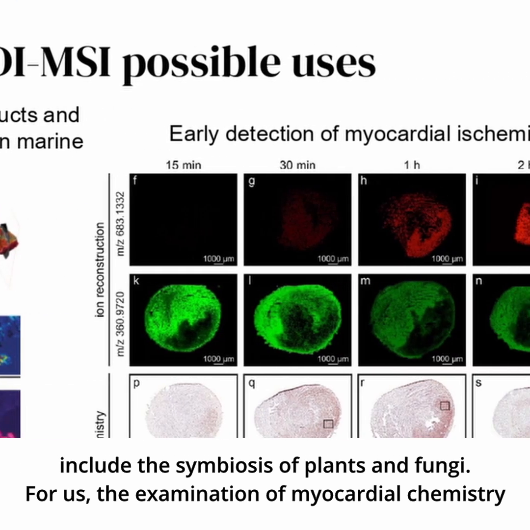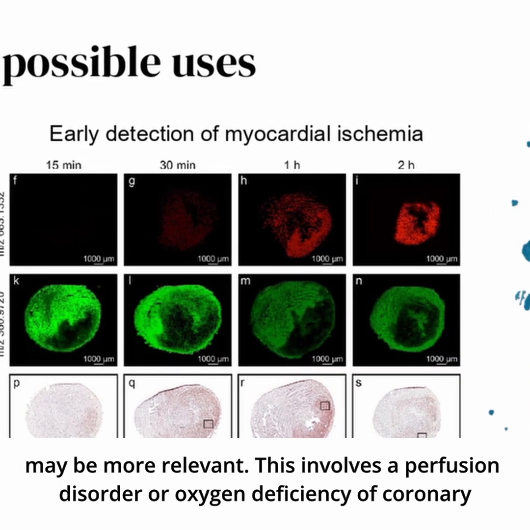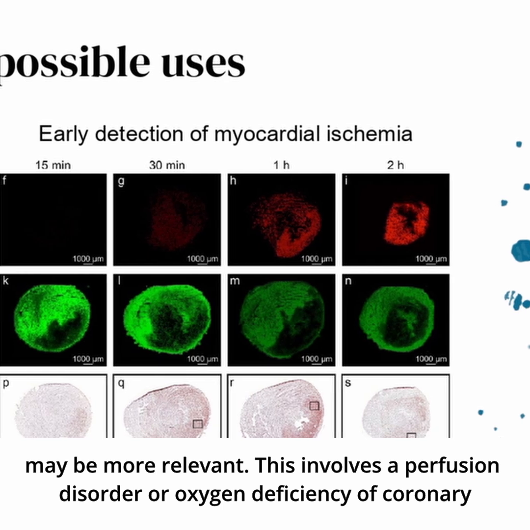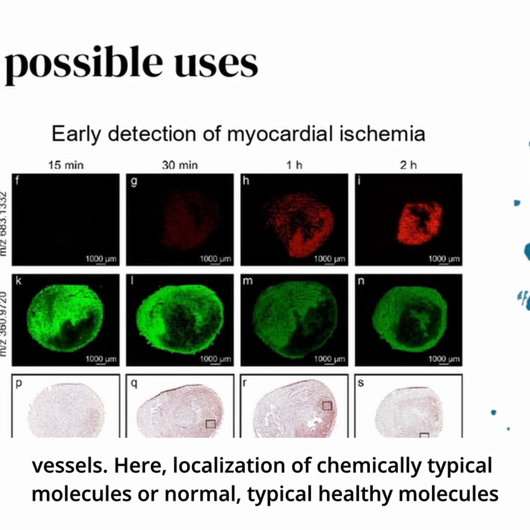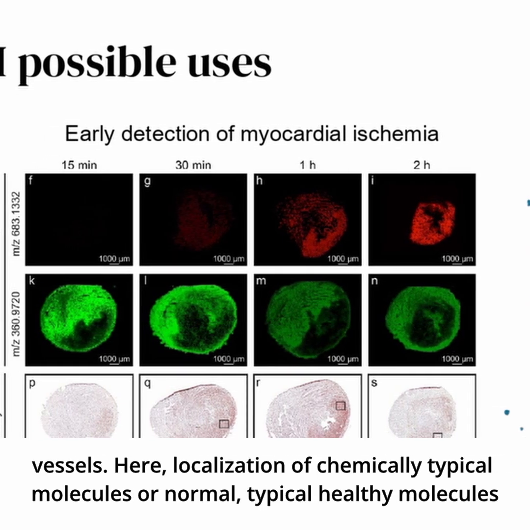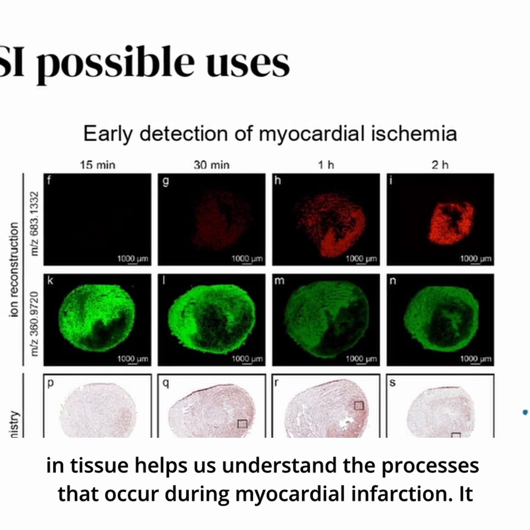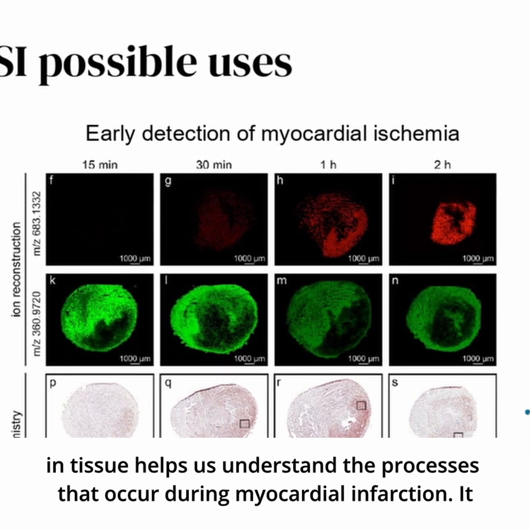For us, the examination of myocardial chemistry may be more relevant. This involves a perfusion disorder or oxygen deficiency of coronary vessels. Here, localization of chemically typical molecules or normal typical healthy molecules in tissue helps us understand the processes that occur during myocardial infarction.